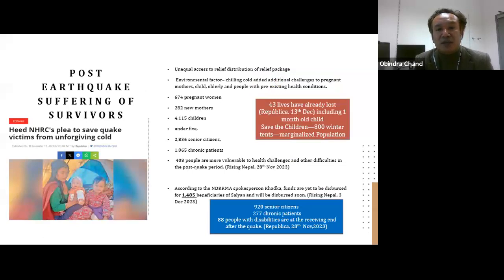Since this occurred in November, the cold factor is killing over 40 people, altogether 43 people, including a month-old child. So far, in the fourth earthquake context, many of the people with disabilities are also not getting required facilities, and Save the Children has now provided 8,000 winter tents, which is, I guess, all the tents that are provided. Most of the tents provided by humanitarian organizations are inappropriate to cope with the chilling cold of the November and December weather in the respective affected communities.